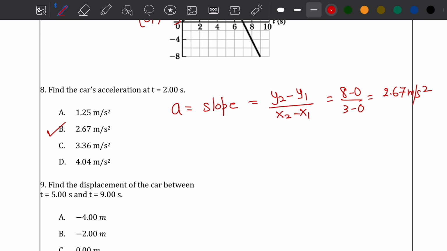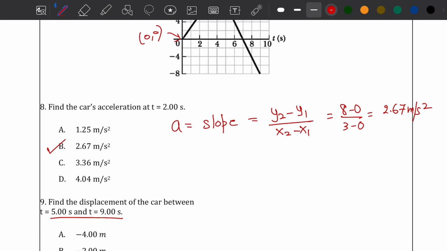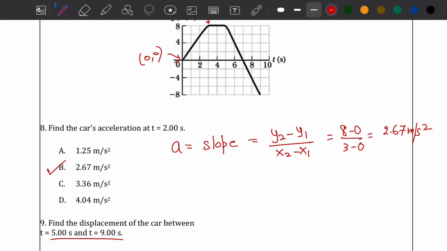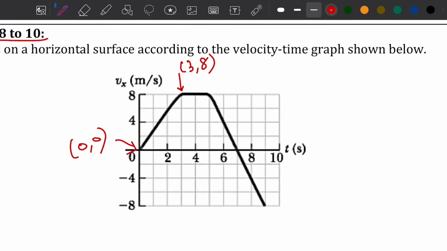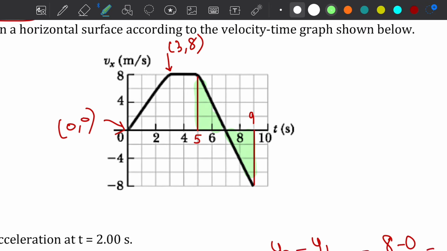Next, find the displacement of the car between 5 seconds and 9 seconds. Now it's not asking for total displacement, it's asking specifically between 5 and 9 seconds. So we have to be careful when we are calculating the displacement from the graph. So let's just shade the area. We can see that this point is 5 and this point is 9. So we want to find this area under the graph which is above the axis, and also this area above the graph which is below the axis. Both of them are triangles, so it will be half base times height.